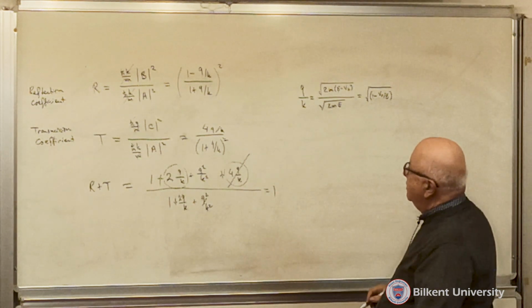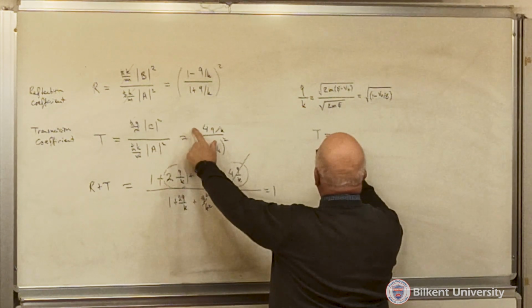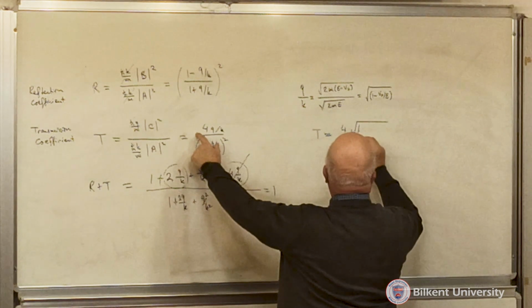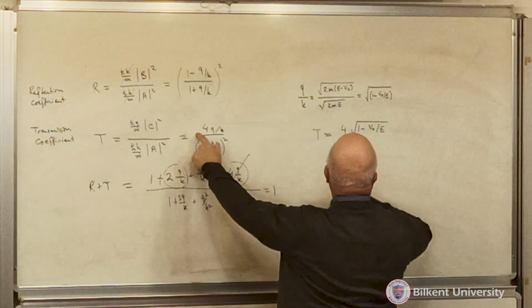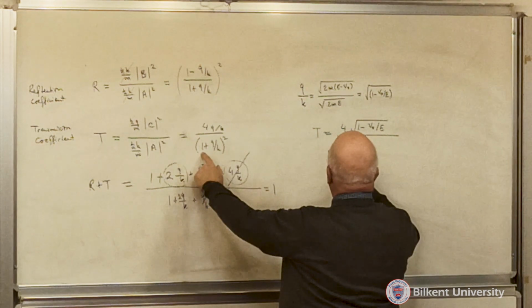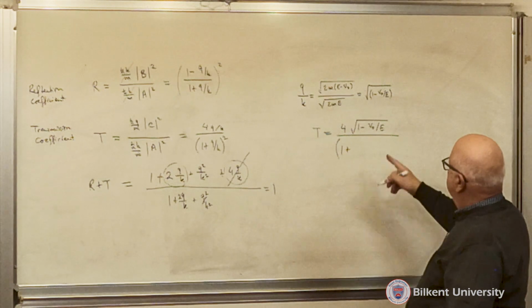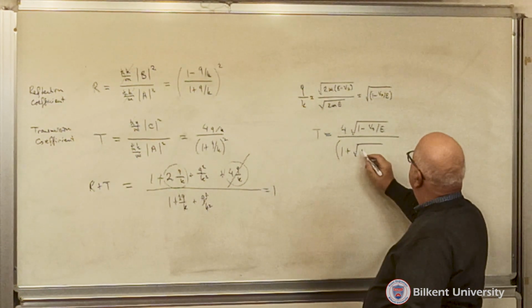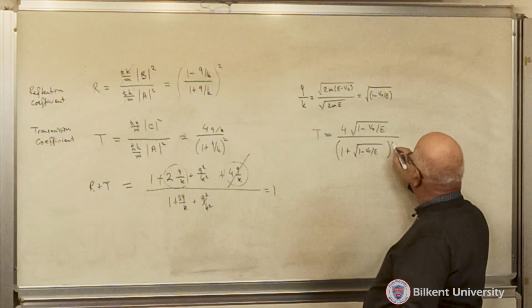Okay, so the transmission coefficient is going to be 4 times this, 1 minus V0 over E, divided by 1 plus, okay, this q over k again, square root of 1 minus V0 over E, squared.